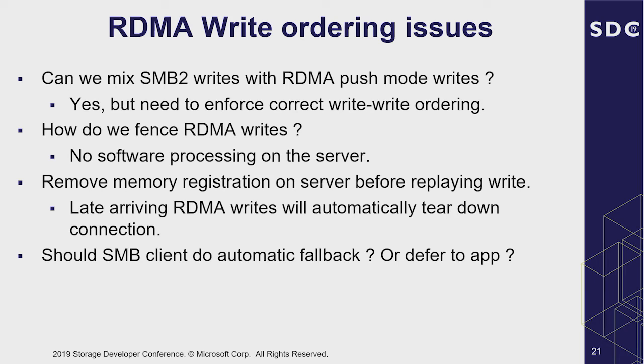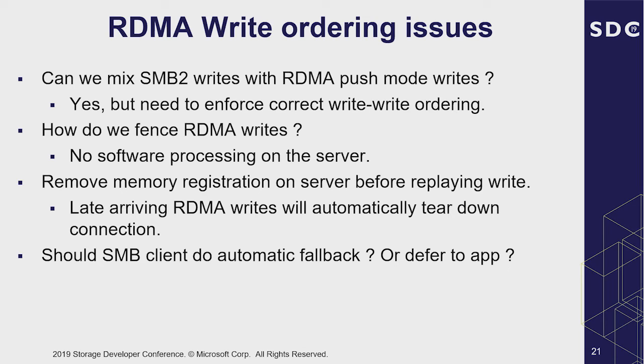Now, the other additional concerns that we have are the failure modes, and how do you handle that? Because in the push mode variant, there is no server CPU involved. So if you want to build fencing and other kinds of error recovery strategies, you have to be a little careful. So we can mix SMB2 writes with push mode writes, but you need to make sure that you enforce the right ordering. So if there's a failure in the push mode write, you want to make sure that there is nothing in transit out on the network before you issue the SMB write. Otherwise, things could land in the wrong order, and you would have write-write conflicts and things like that.